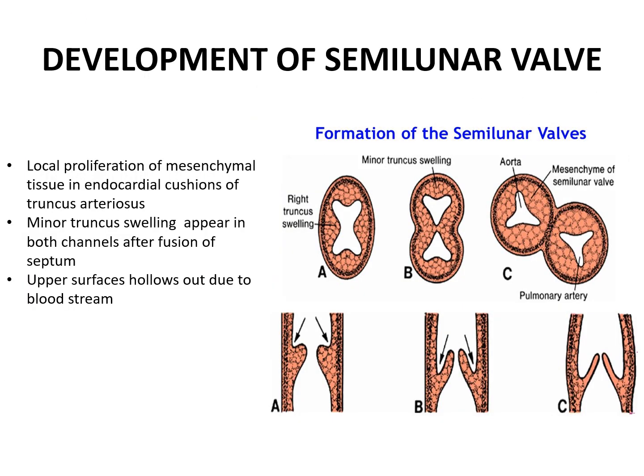Now, just like the atrioventricular cushions, or the tricuspid and the bicuspid valves, the semilunar valves also arise because of local proliferation of the mesenchymal tissue. So these are also endocardial cushions of the truncus arteriosus.